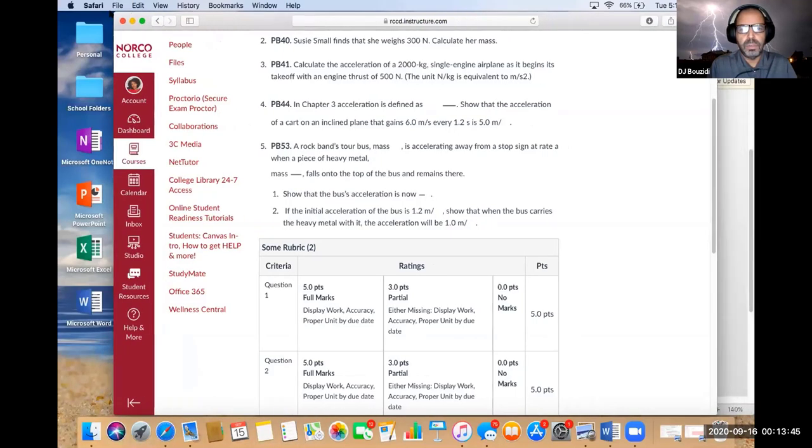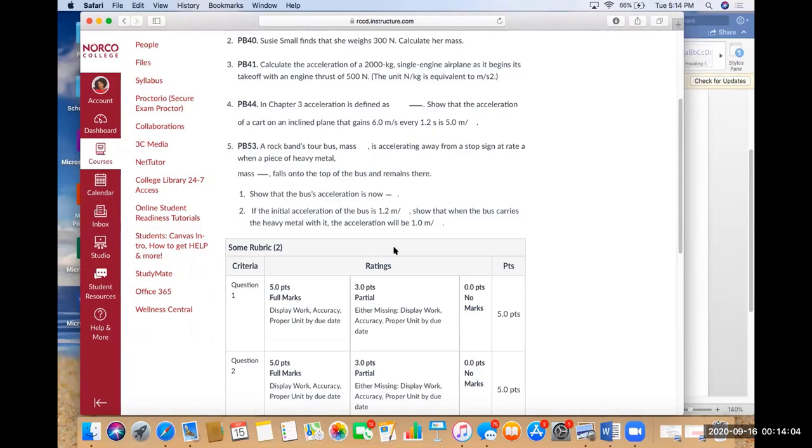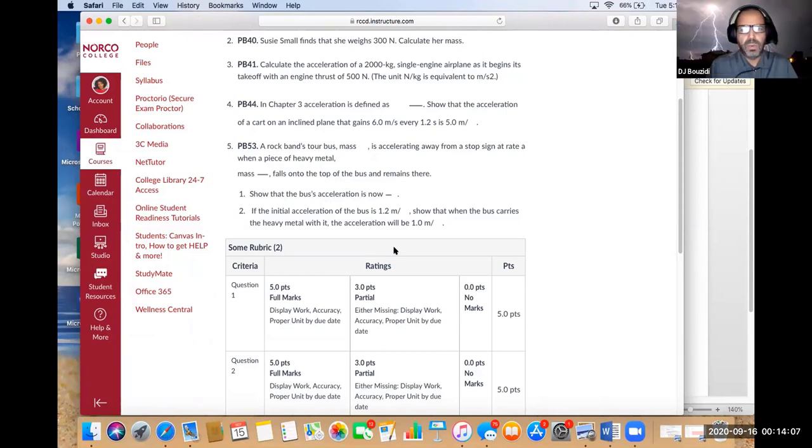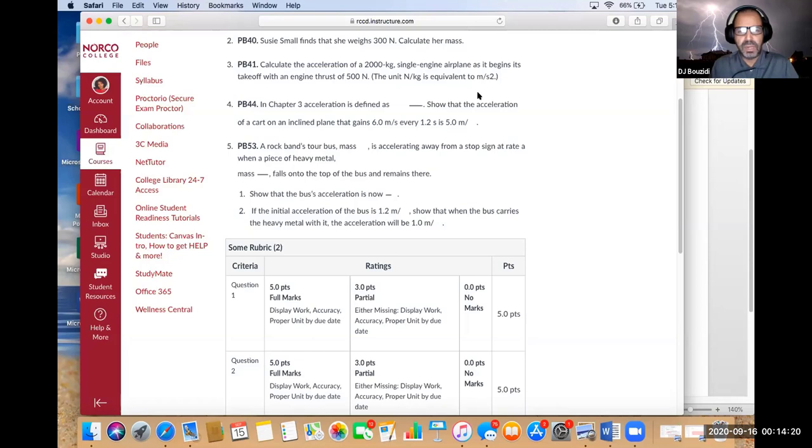I think it's this one. Oh, so it's not in the book. Okay, good. So a rock band's tour bus is accelerating away from a stop rate. Are we supposed to pick a number that goes there? Okay, I think that question, I need to revise this. I think it's not complete. I think it's missing the masses for both the bus and the car, okay? I'll fix it. I think it's meant to be filling the blank. So I'm going to fix that one. I think it's coming from problem 53.